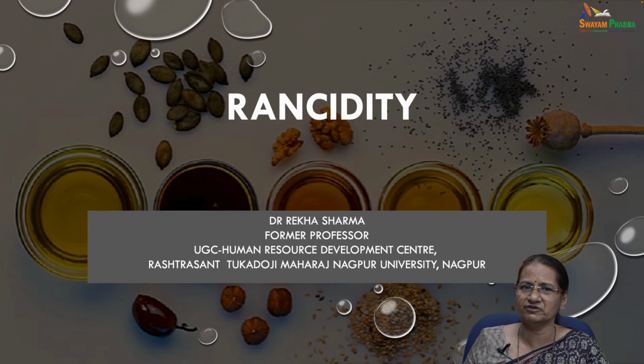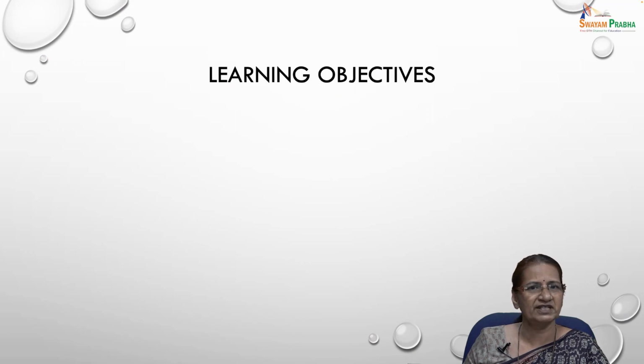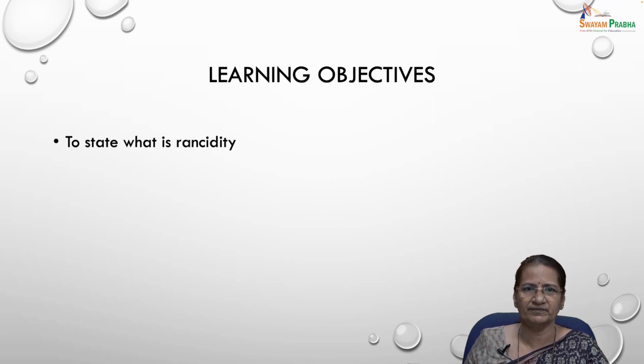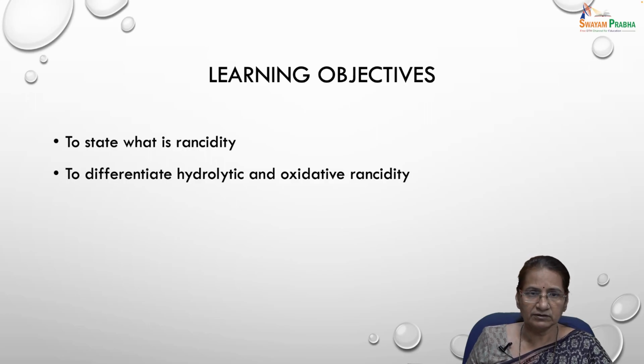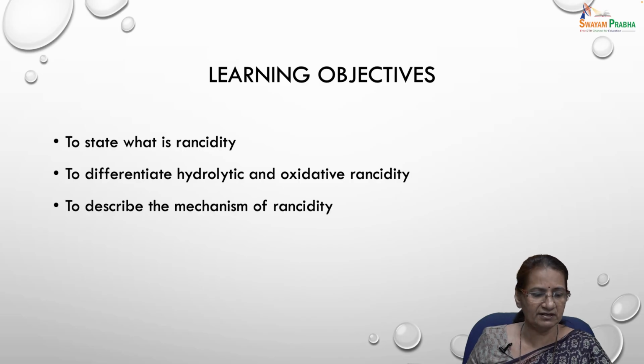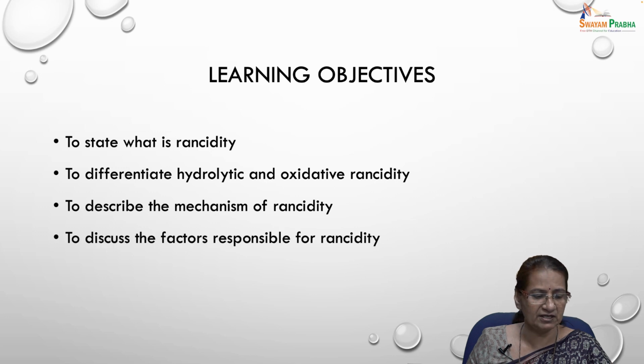In this video, we shall study rancidity in fats and oils. The objectives of this module are: after studying this module, the learners will be able to state what is rancidity. They will be able to differentiate hydrolytic and oxidative rancidity. The learner will be able to describe the mechanism of rancidity and will be able to discuss the factors responsible for rancidity.